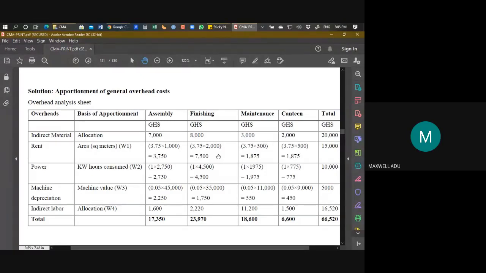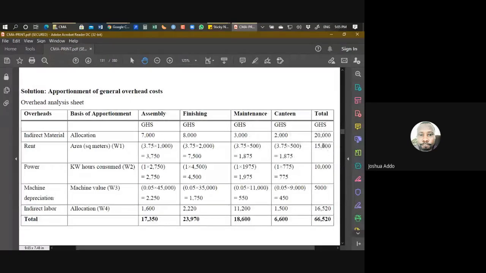Does it mean at the end of everything, what you've calculated should sum up to the rent in the question, like the total amount that was given in the question? We cannot share more than we have. We have 15,000 to share. So you are sharing this among assembly, finishing, maintenance, canteen. When you share and sum the individual amounts, it shouldn't be more than, it shouldn't be less than. You understand? So that's what it is. That's your question. Some people were bringing in other dimensions to how we have to share it.